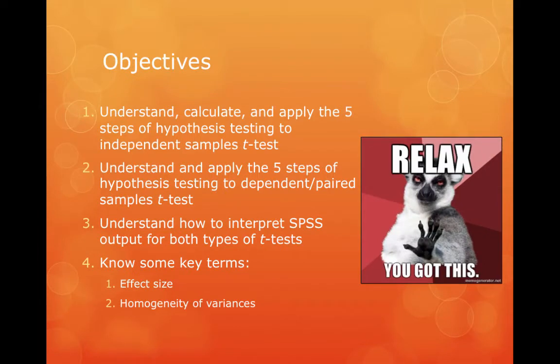And so our objectives for this chapter are to understand, calculate, and apply the 5 steps of hypothesis testing to independent samples t-test. And this is part 1 video. Objective number 2 is to understand and apply the 5 steps of hypothesis testing to dependent samples t-test, also known as paired samples t-test. And this is video number 2. And the last video is understanding how to interpret SPSS output for both types of t-tests. We'll also see some key terms, specifically effect size and homogeneity of variances, which you'll find here in part 1.